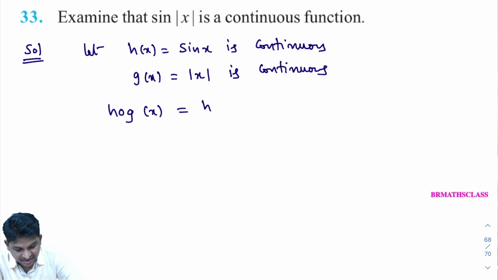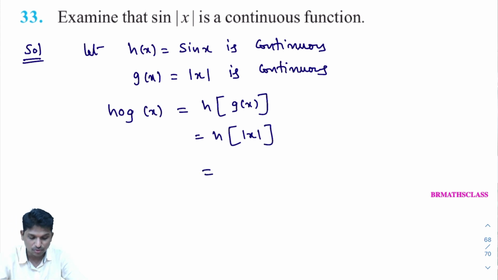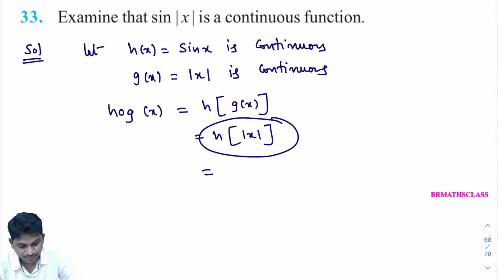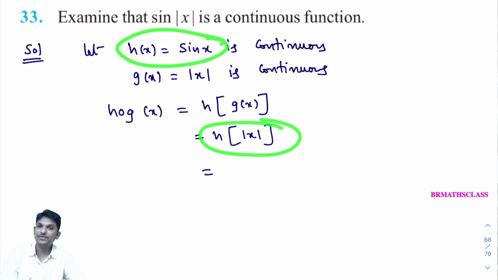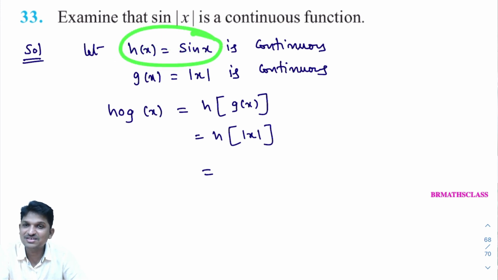H circle g of x. That is h of g of x. Good. H of, what is g of x? G of x is mod x. That equals h of mod x. We need to calculate h of mod x. What is h of x? H of x is sin x. What is h of y? H of y is sin y. What is h of z? H of z is sin z. What is h of mod x? H of mod x is sin mod x. Correct?